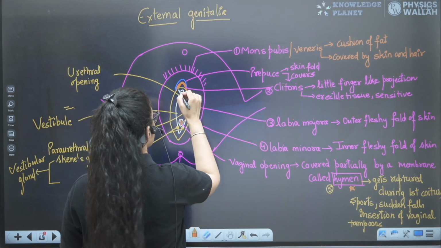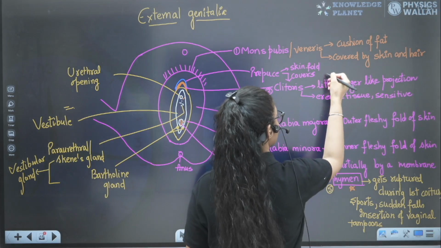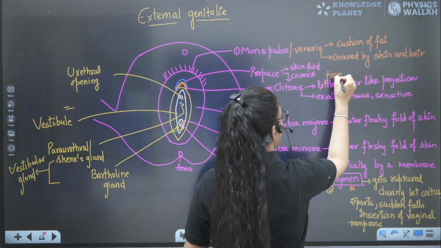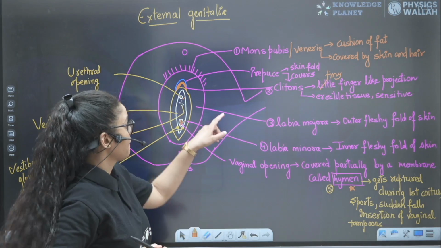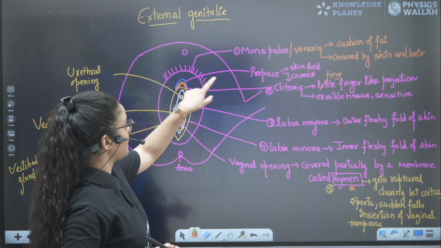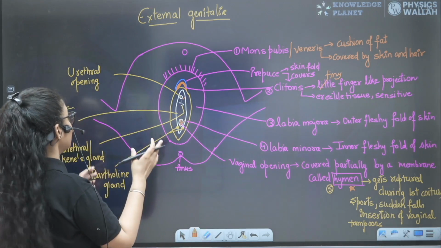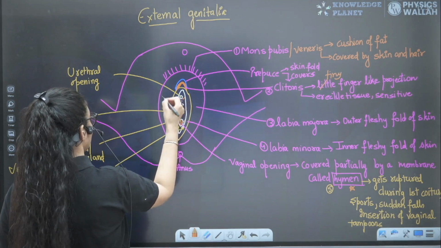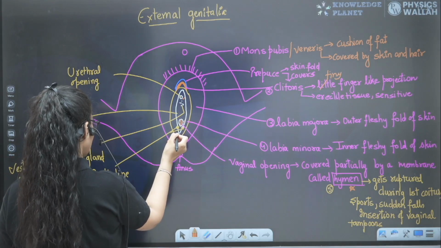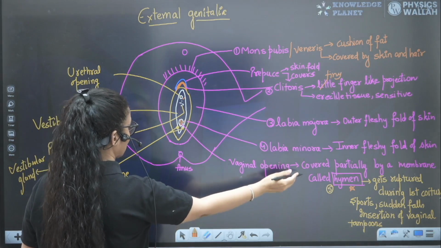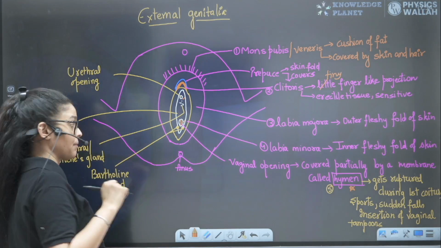Next, clitoris. The clitoris is a tiny finger-like projection, and it is very sensitive, right? It has erectile tissue. It is covered by the prepuce. The prepuce is a loose skin fold that is covering it. And this is the urethral opening for the urine. This is the vaginal opening, which is partially covered by the hymen. So the hymen is also part of the external genitalia as per our NCERT. You have to remember it, right?